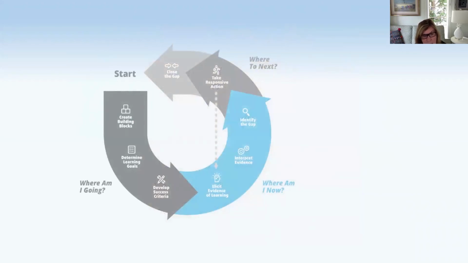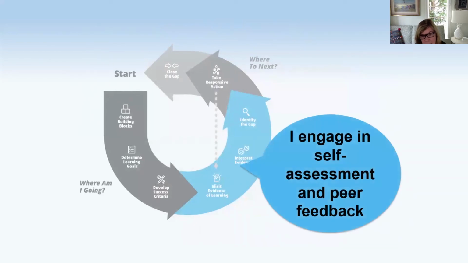First of all, they understand what meeting the goal entails. They understand the success criteria, what they have to do to meet the goal, and what performances they have to show. As a result, they're able to engage in self-assessment and provide peer feedback.